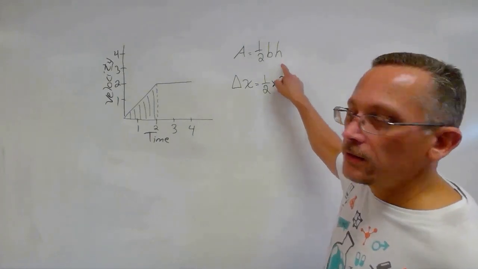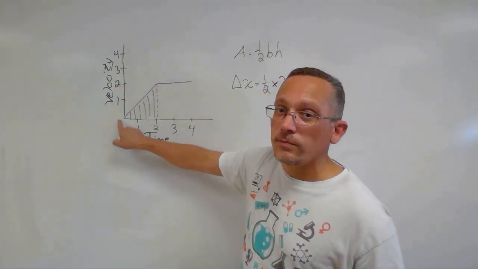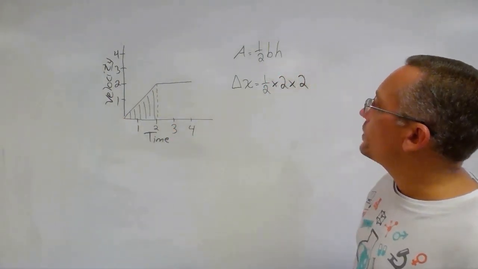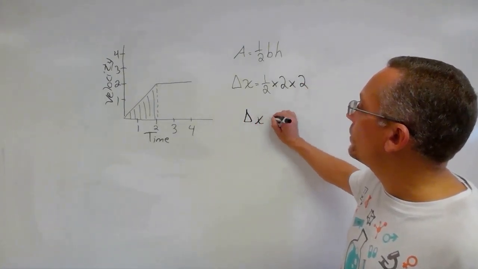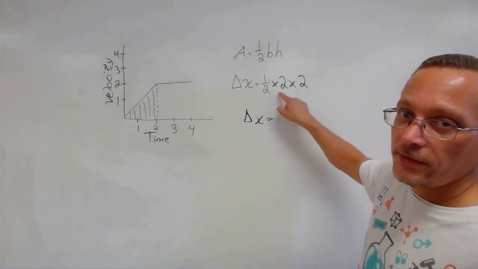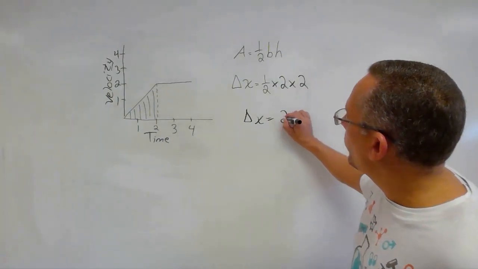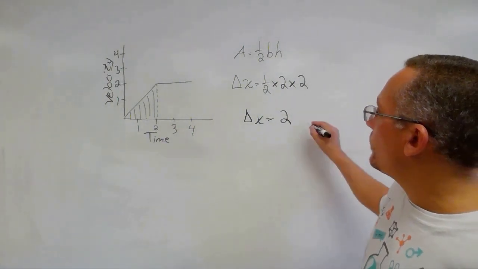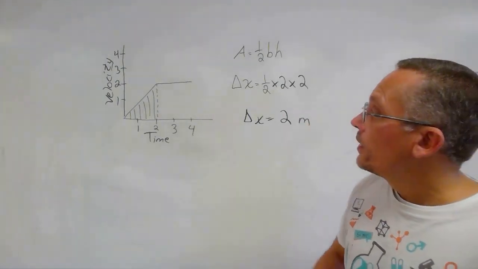And can I figure out the height? It goes up to here. It goes from 0 to 2 seconds, so the height is 2 seconds. So if I multiply this, my displacement, 1/2 times 2 is 1, and 1 times 2 is 2. So at that point, how far is my object from where it started? Displacement is measured in meters, so 2 meters from where it started.